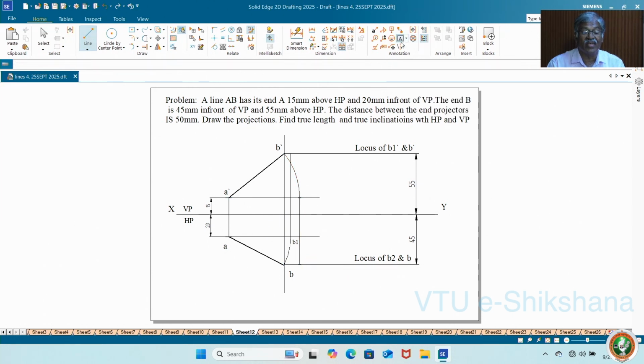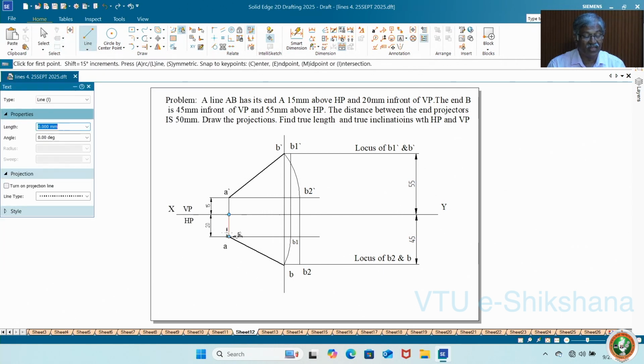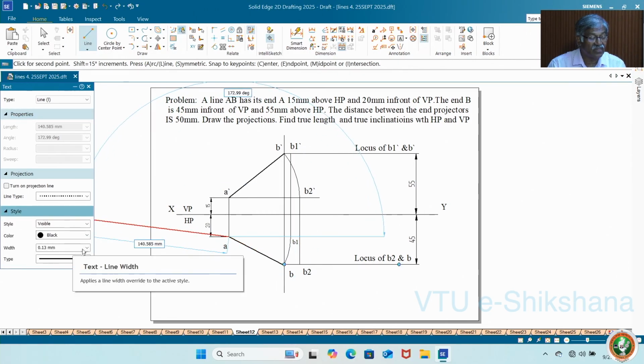So I will name this as B1 dash. This is B1 dash, this is B1. This becomes B2 dash, this is B2. That's what the problems on straight line say. You must be familiar with these notations. You do not necessarily give B1, B2, you can give BP, BQ like that, but better you stick to the convention, it's available and majority of the people use this.